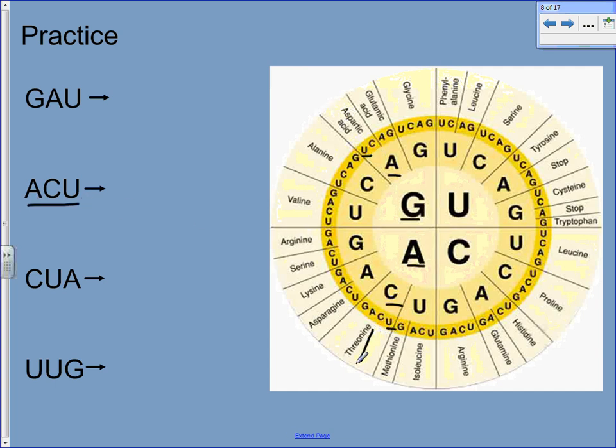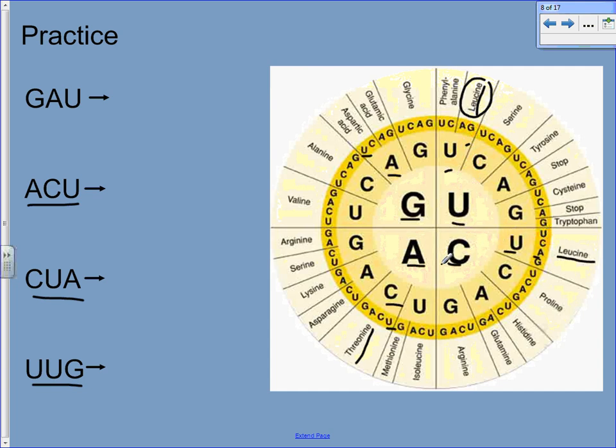Each codon, so like UUC, only codes for phenylalanine. Just like UUA only codes for leucine. But if you look, UUA codes for leucine, UUG also codes for leucine, CUU, CUC, CUA, CUG, those all also code for leucine. So each codon can only code for one amino acid, but some amino acids have several codons. Okay?